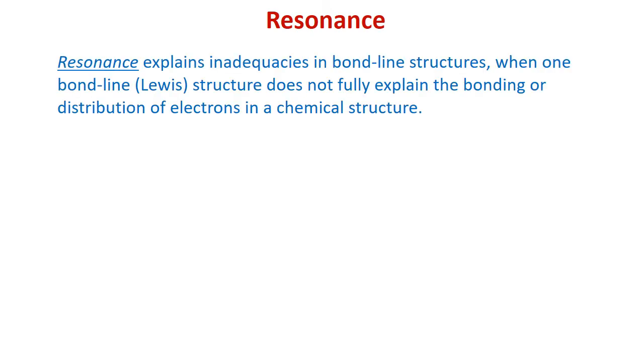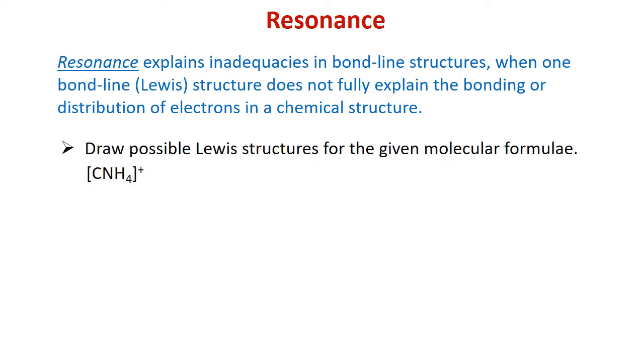Hello. In this video, students will learn to recognize resonance forms and to convert one resonance form to another. Resonance explains inadequacies in bond line structures, when one bond line or Lewis structure does not fully explain the bonding or distribution of electrons in a chemical structure. To illustrate this, let's start by drawing possible Lewis structures for the given molecular formula.